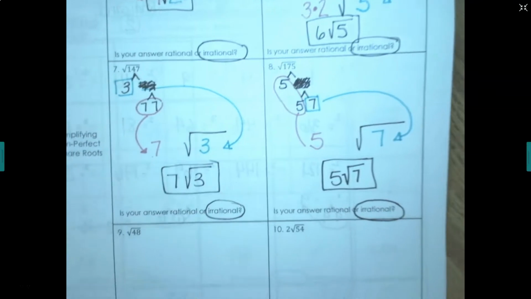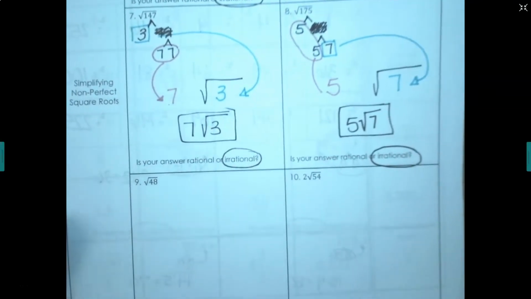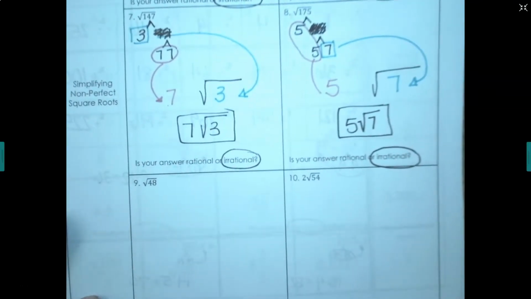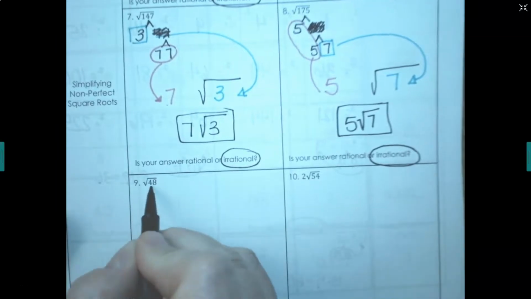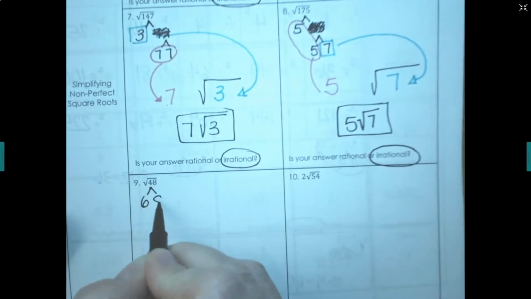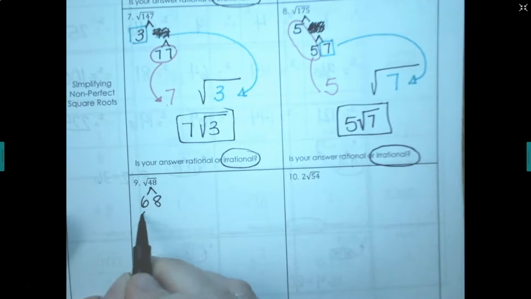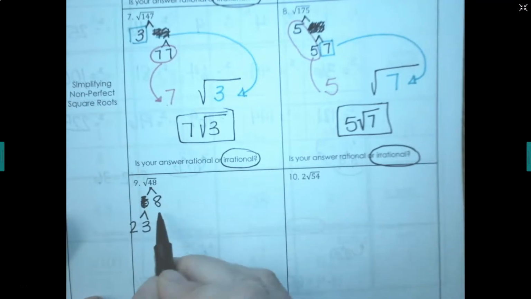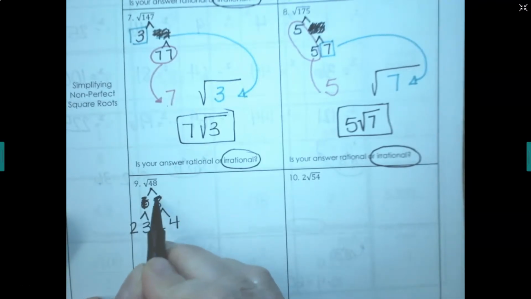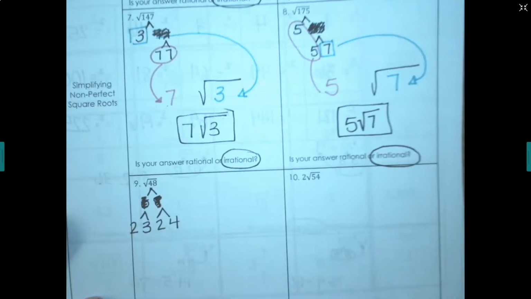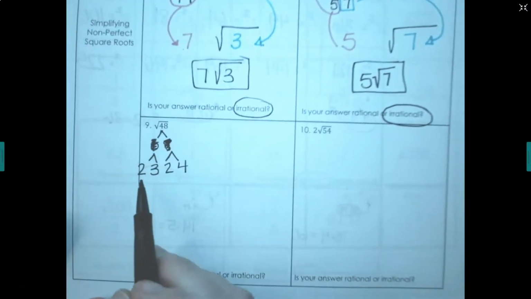All right, hopefully we're starting to see some patterns here. Let's try it again. Okay, 48. 6 times 8 is one that works really well. 6 times 8. 6 can break down to 2 times 3. I rewrote the 6, so I'm going to cross it off. 8 can break down to 2 times 4, so I'm going to cross off the 8 because I rewrote it. We don't want to count it more than it is.